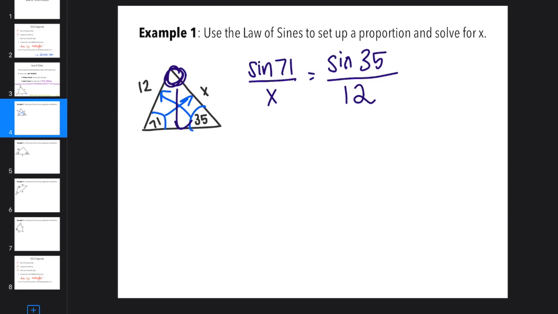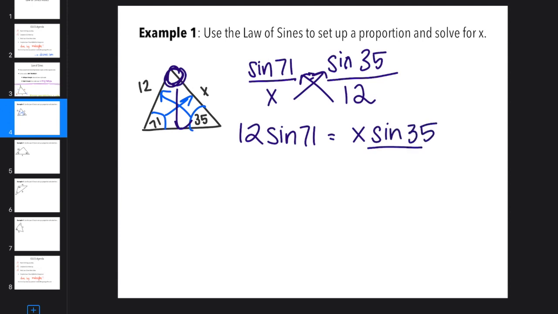Now it's a matter of plugging and chugging and cross multiplying, just as you would in proportions. So that gives me 12 sine of 71 equal to x sine of 35. To get x by itself, I'm going to divide by sine of 35.